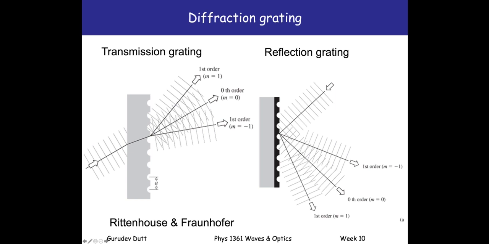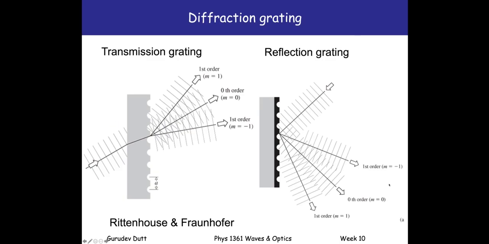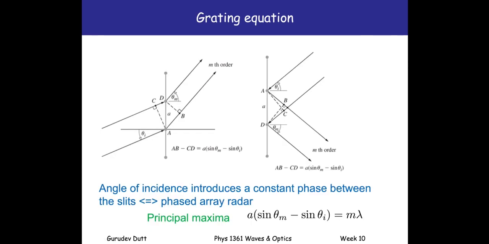And of course, you'll get the straight reflection, or specular reflection, at the same angle as the incident angle, and that's the 0th order beam. Then you get the first order beams on either side of that, which again are the principal maxima coming from the diffraction pattern. So let's analyze the two situations, which will give us immediately the grating equation.